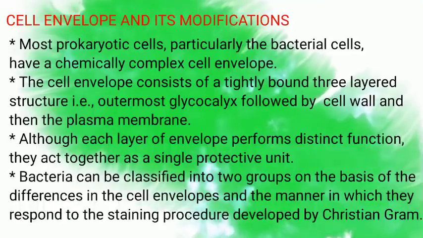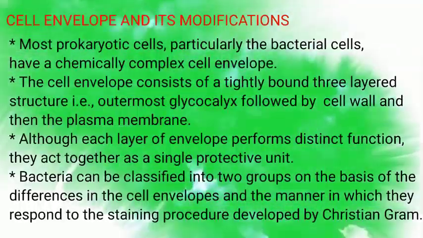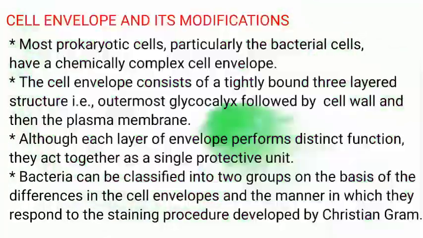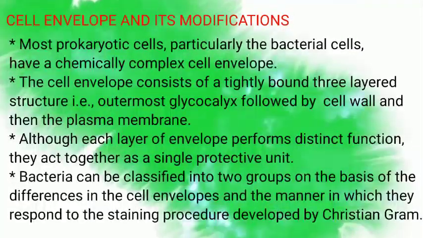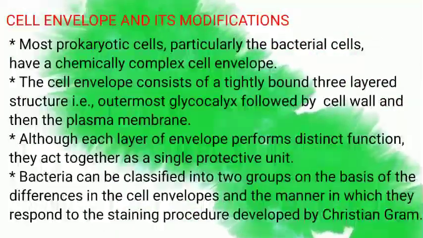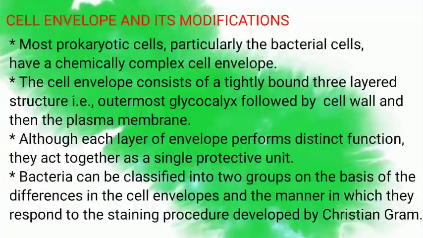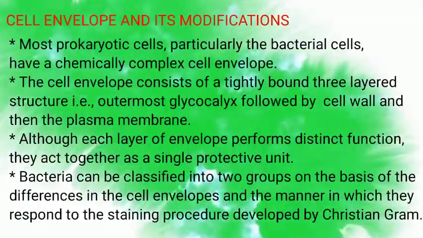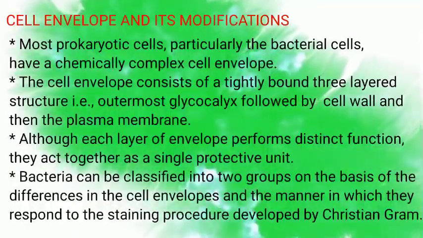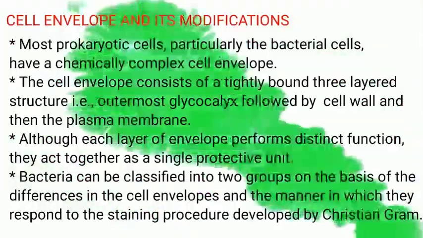The prokaryotic cells, particularly the bacterial cells, have a chemically complex cell envelope, which is composed of glycocalyx followed by cell wall and then plasma membrane or cell membrane. Each layer of the cell envelope performs a distinct function and they act together as a single protective unit. Bacteria can be classified into two different groups based on how they respond to the staining procedure developed by the scientist Christian Gram.